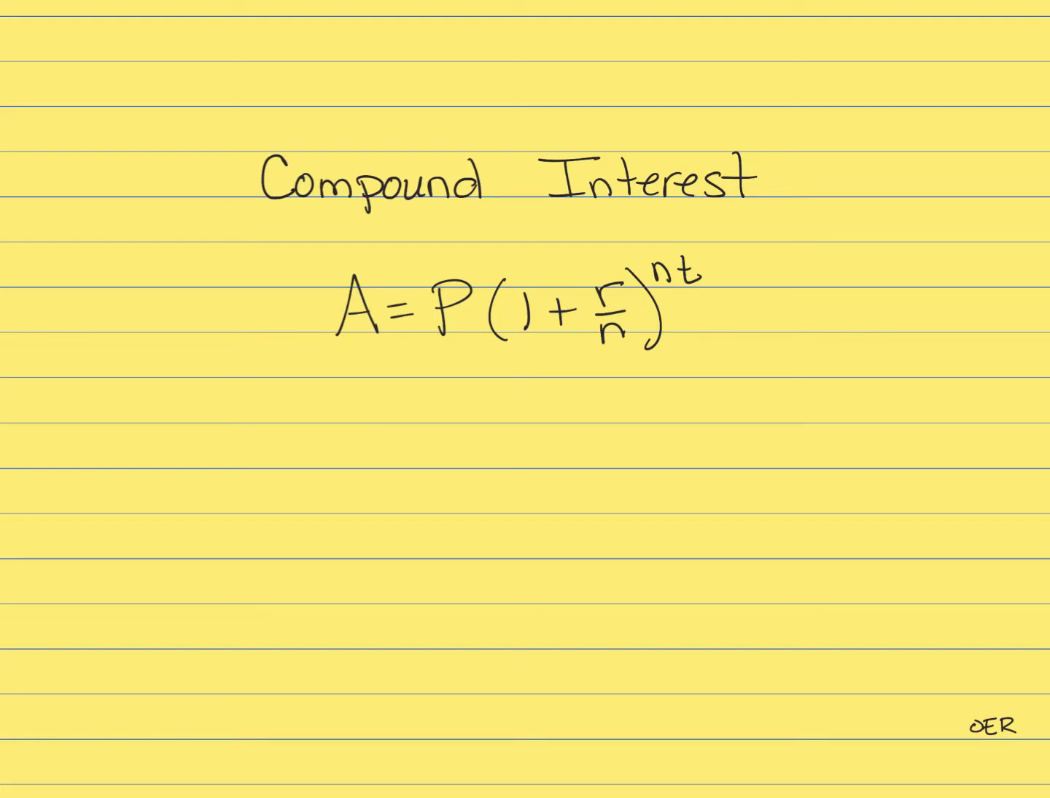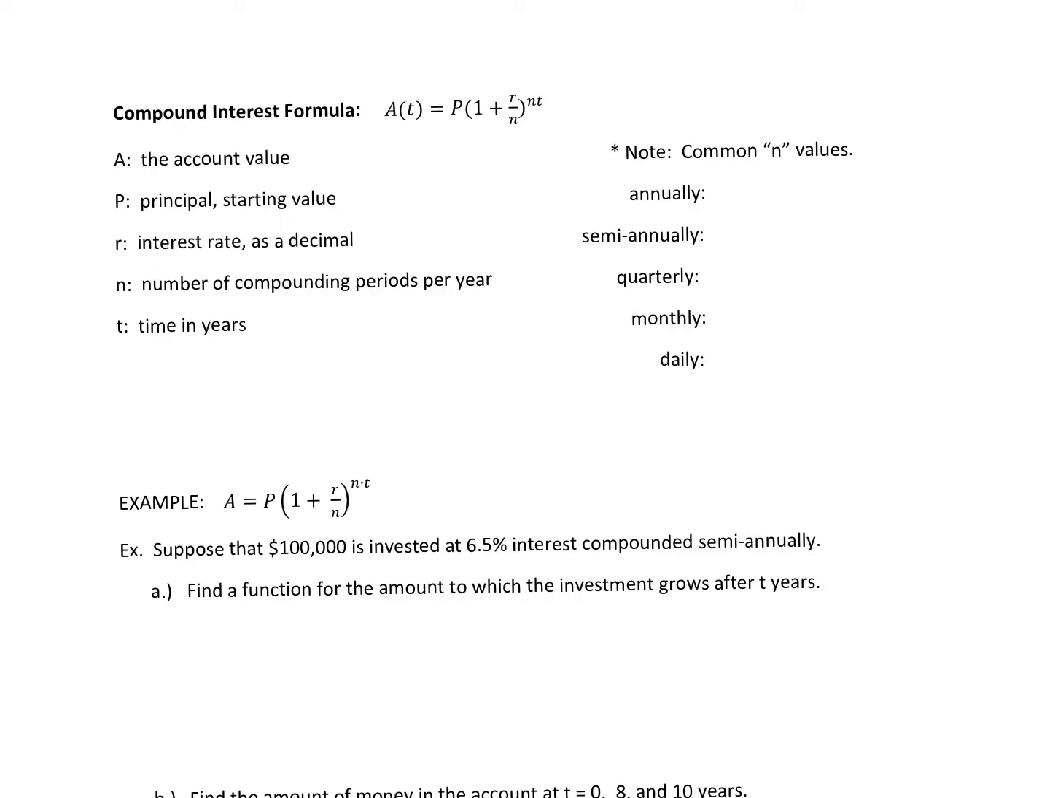In this video, we will learn how to work with the compound interest formula. Compound interest, which is different than simple interest, has the formula A of t equals P times (1 plus R over N) to the NT. So let's talk about what each of those means.